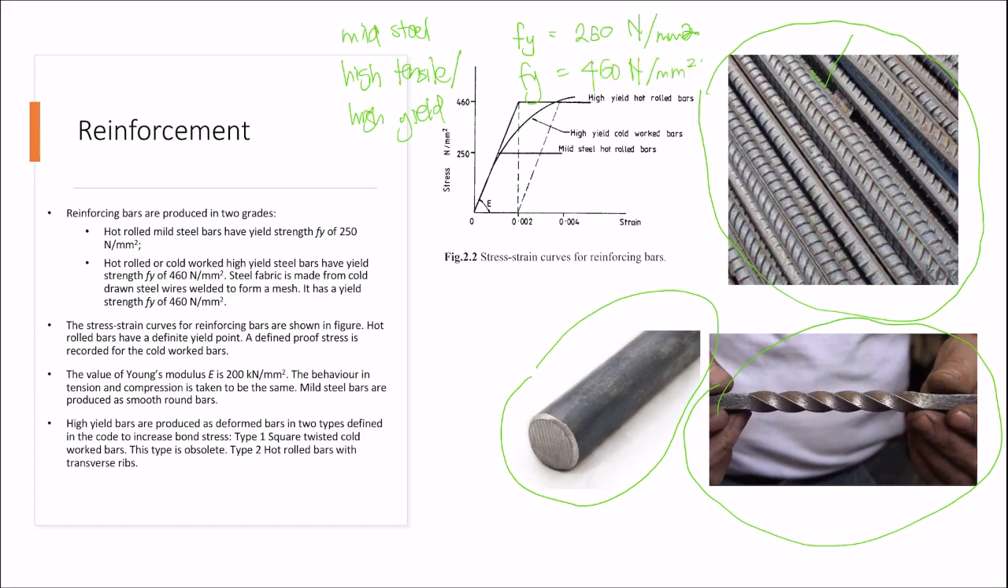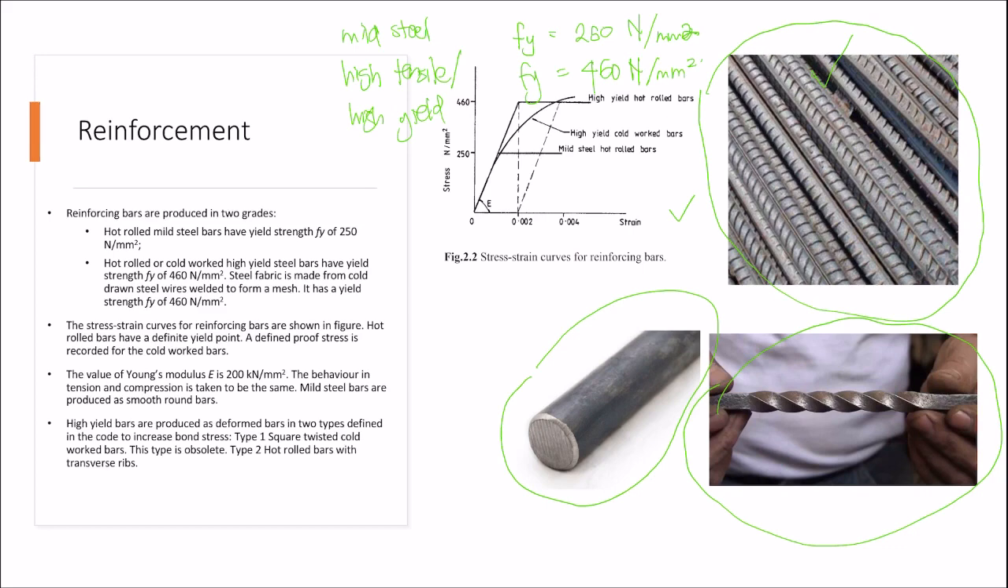The stress strain curve for reinforcing bars is shown in the figure. So this is the one. Hot roll bars have definite yield points. A defined proof stress is recorded for cold work bars. So if, let's say, they do a tensile test, they will get this kind of result. The value of Young's modulus of elasticity is 200 kN per mm². The behavior in tension and compression is taken to be the same.